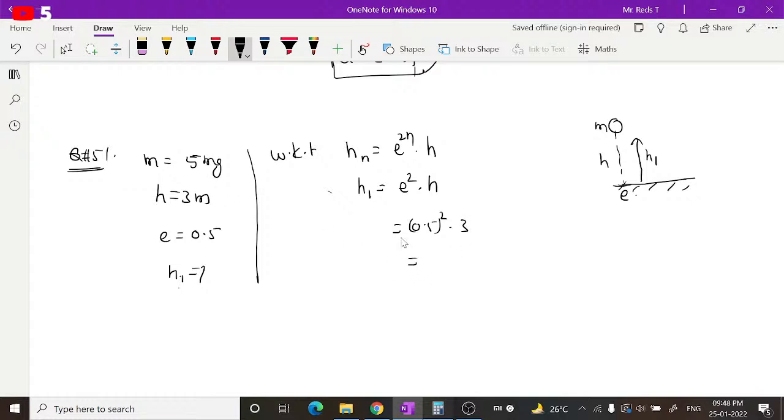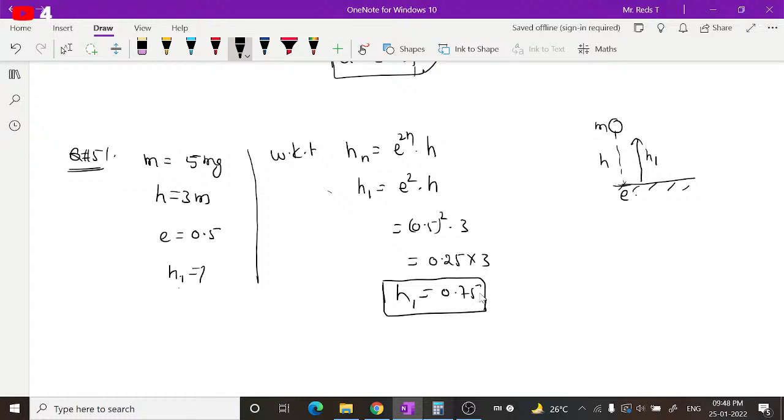Of course, even though the mass is given, mass has nothing to do here. 0.5 square is 0.25. 0.25 into 3, so what is this? Actually, you can write it as 25 into 10 power minus 2. 25 into 3 is 75. 75 into 10 power minus 2 is again 0.75. h1 is equal to 0.75 meters. So it travels to a height of h1 equal to 0.75 meters after the first bounce, if its coefficient of restitution is 0.5. That is the meaning of it.